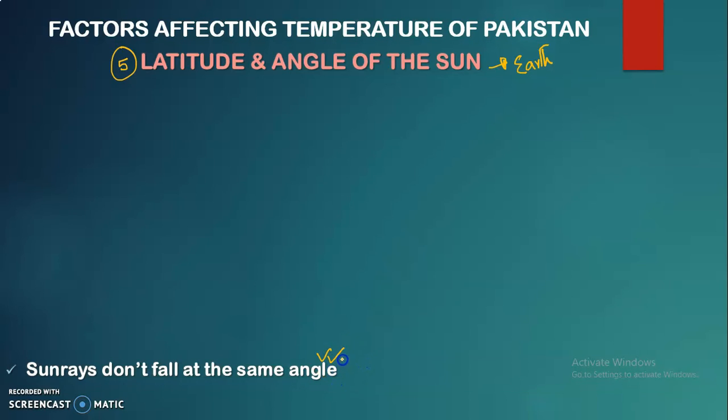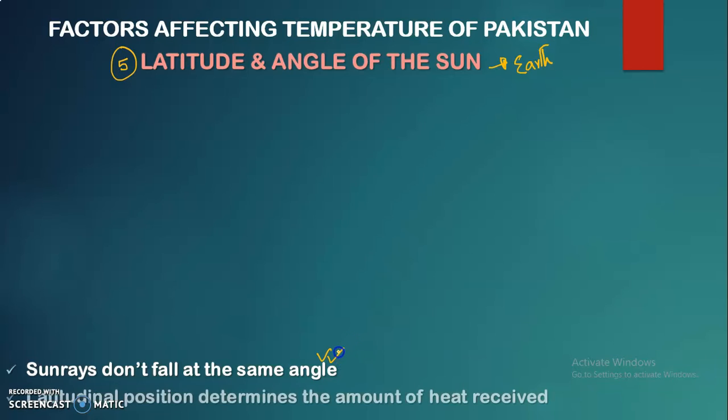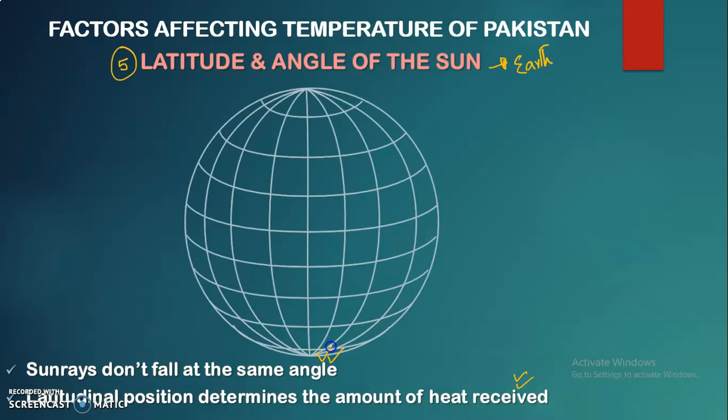One thing that you need to understand. Second thing is that the latitudinal position determines the amount of heat received. Now let me clarify these 2 points with the help of a diagram. Over here, as you could see, we have a globe. When we talk about the center point, as I said, this portion, the central line, is called the equator.